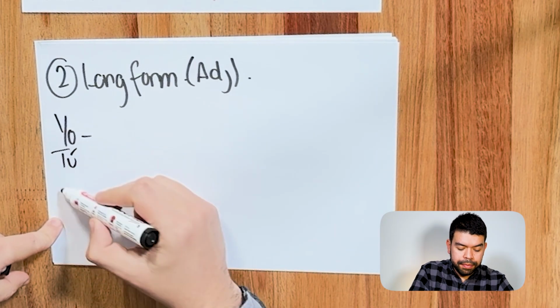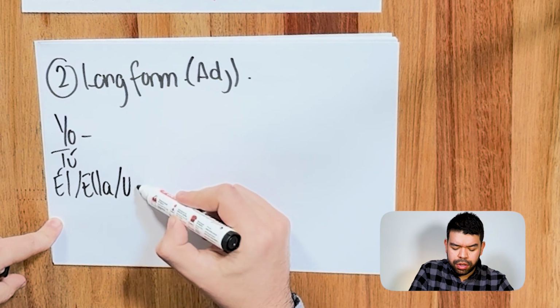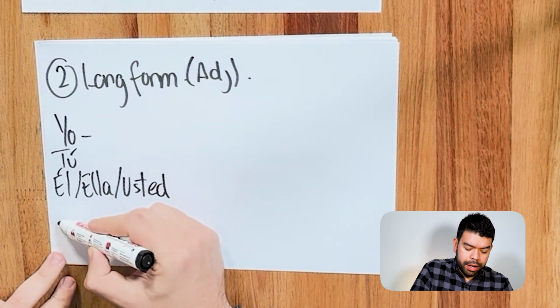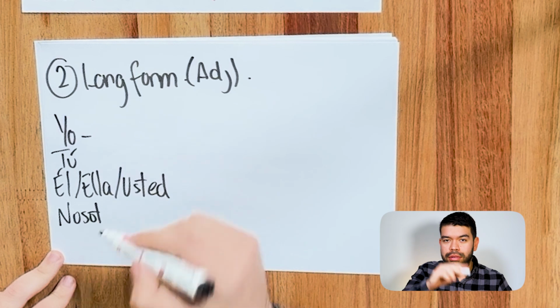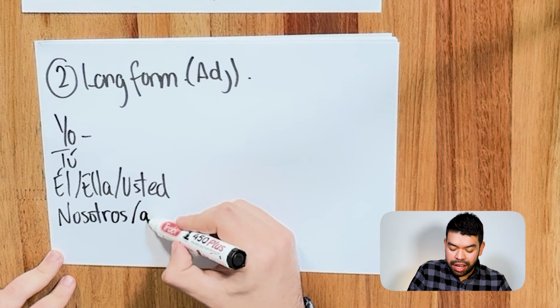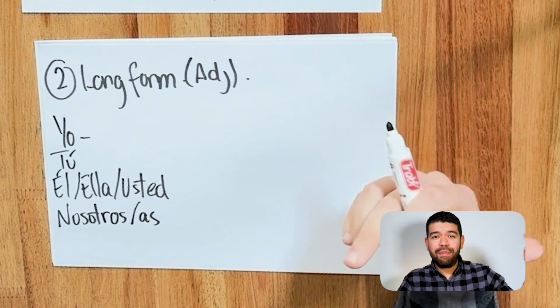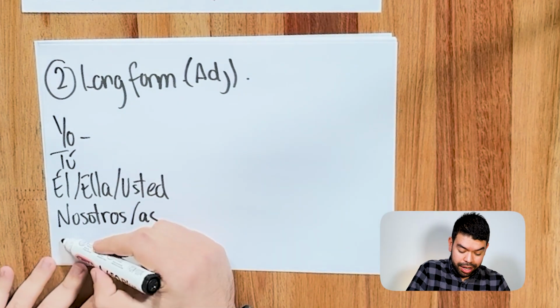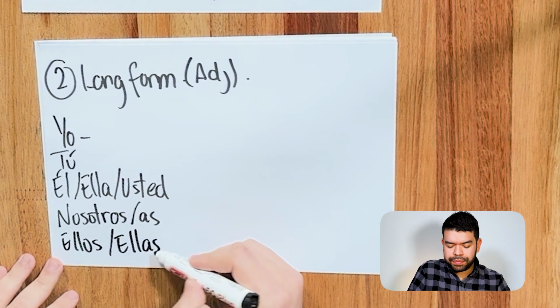All right, so the long form, same logic here. We have yo, tú, and you know the drill, right? Él, ella, usted, nosotros. Of course I know that we have vosotros, but we're just going to skip it today, because you don't know how many times I've heard "I'm not going to use vosotros." Come on, let's keep it. So I'm just listening to you guys. Ellos y ellas, right? Very good.